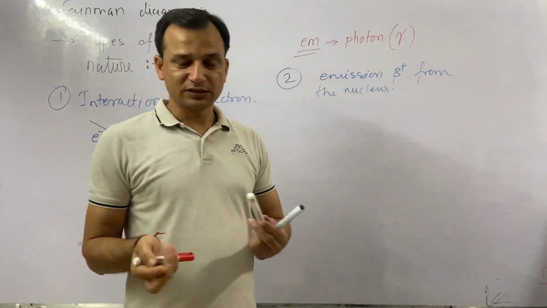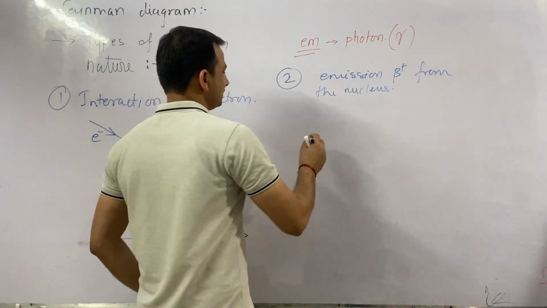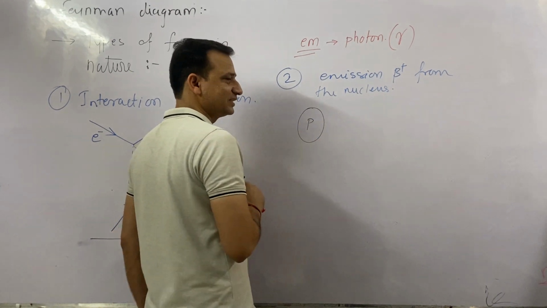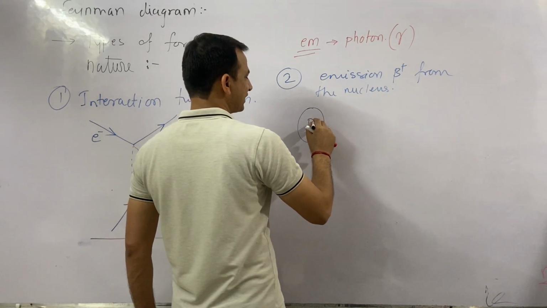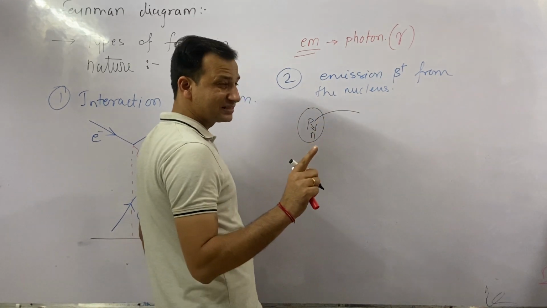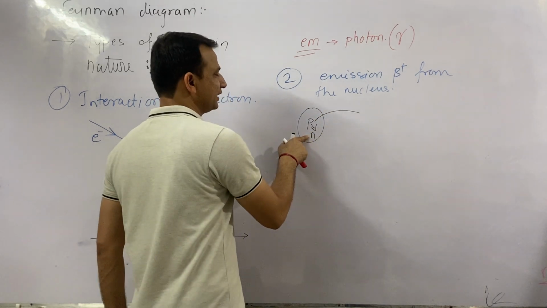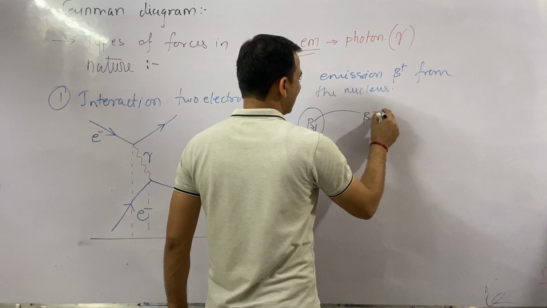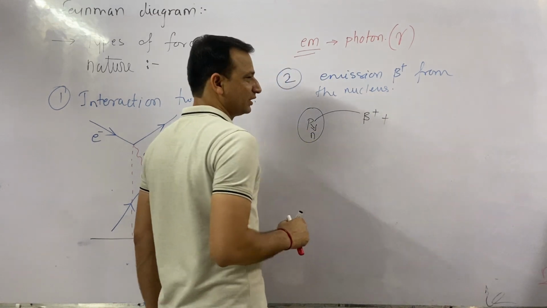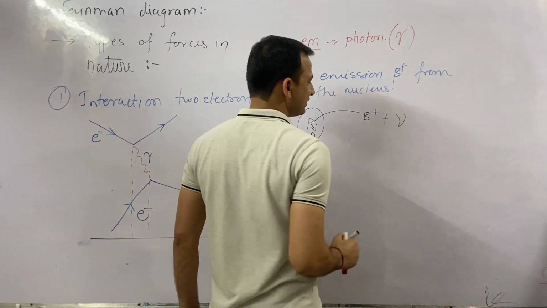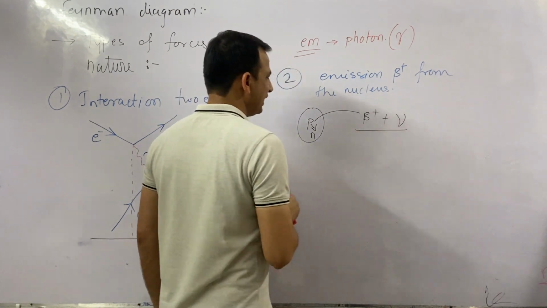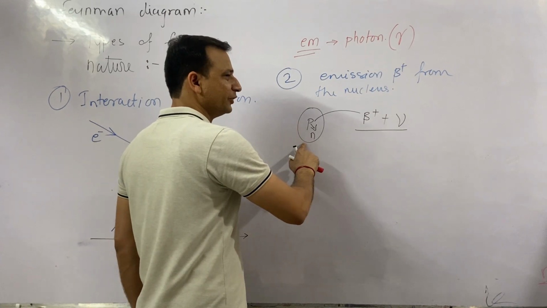In case of beta plus, what happens here is a proton within the nucleus converts into neutron within the nucleus only. It doesn't go anywhere else. The proton is converting into neutron by emitting a positron. Along with the positron, a particle which is called neutrino comes out. So two particles came out and proton converted into neutron.